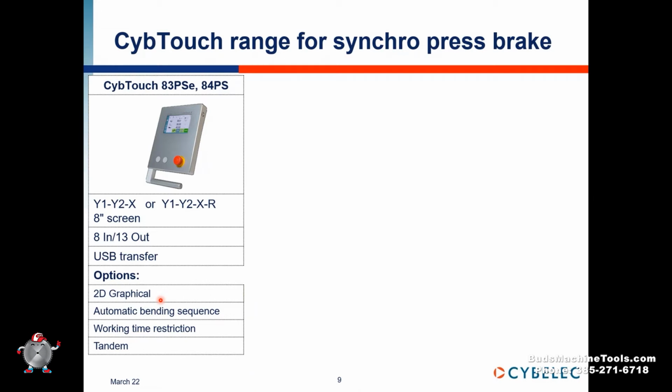With the 2D graphical, we can design a profile. So we will draw the profile on the screen, and we will then select the bending order manually. And all the axis positions will then be calculated.